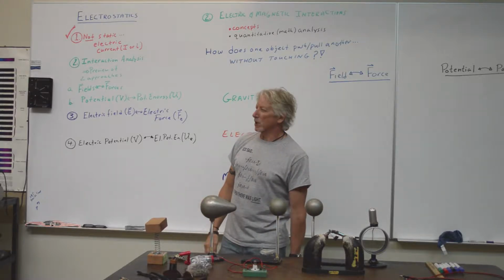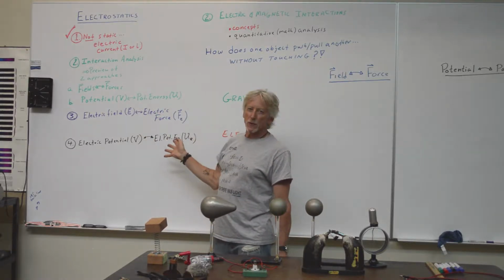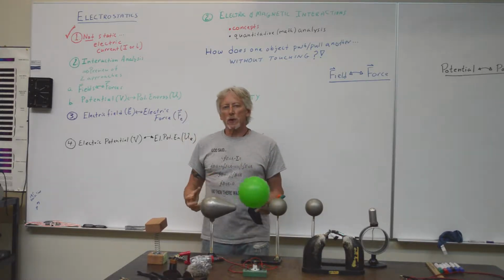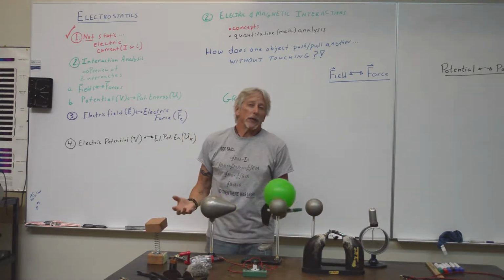All right, continue to layer it in. We're going to continue this sequence. Right now we're on number 2. How do you analyze the interaction between objects? Make things happen, make electric current happen.